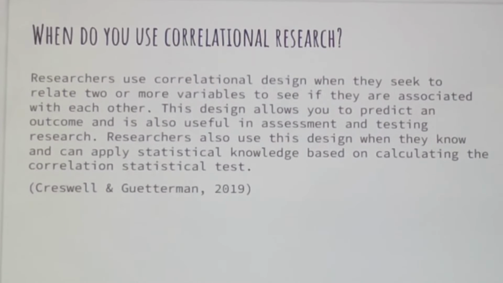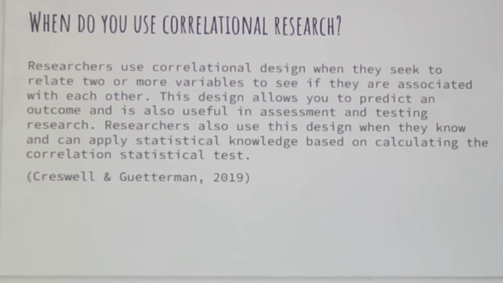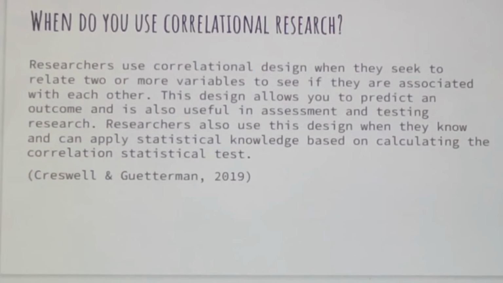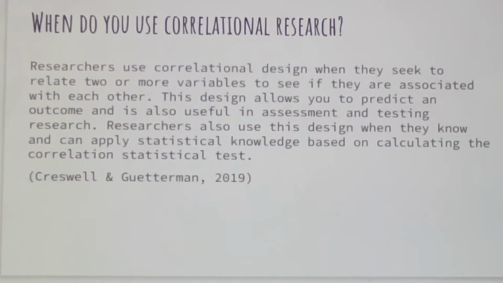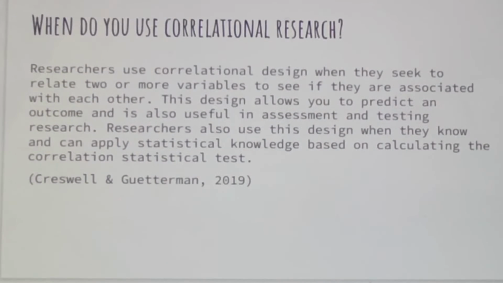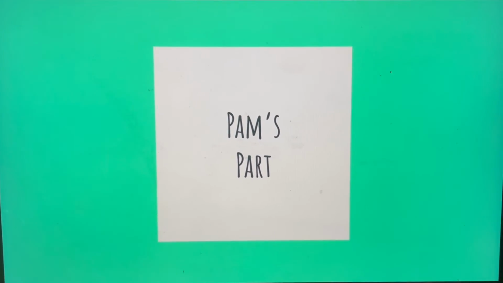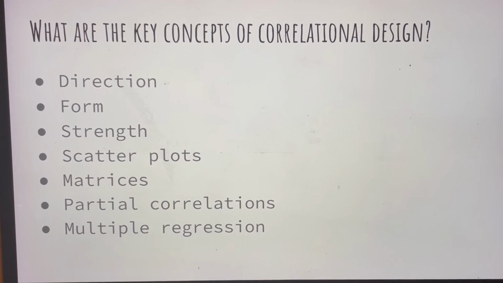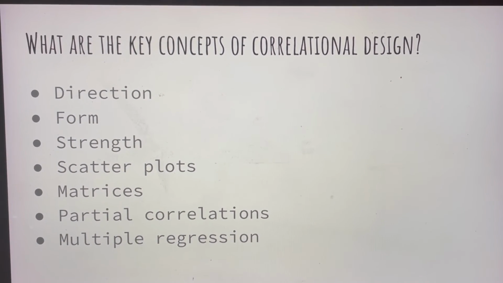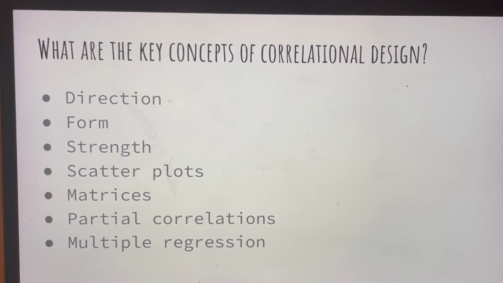When do you use correlational research? Researchers use correlational design when they seek to relate two or more variables to see if they are associated with each other. This design allows you to predict an outcome and is also useful in assessment and testing research. Researchers also use this design when they know and can apply statistical knowledge based on calculating the correlation statistical test. What are the key concepts of correlational design? Direction, form, strength, scatter plots, matrices, partial correlations, multiple regressions.